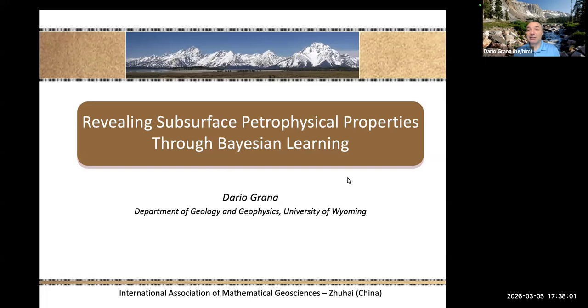The idea of Bayesian is essentially a statistical way of interpreting mathematical modeling. And then learning means that we're going to try to understand something from the data and predict some properties in a statistical sense using the data that we acquire. And these data are typically geophysical data.